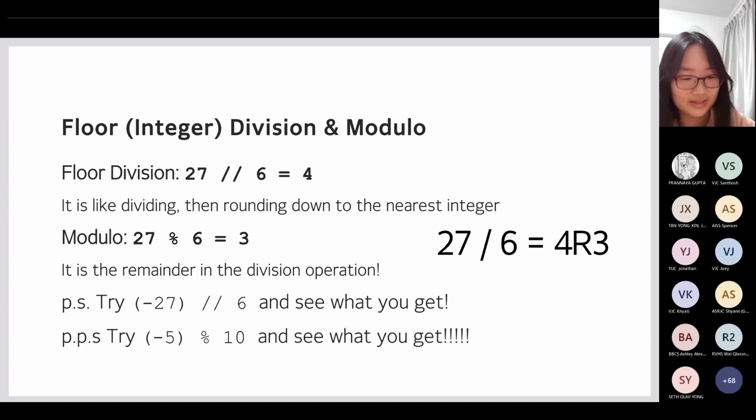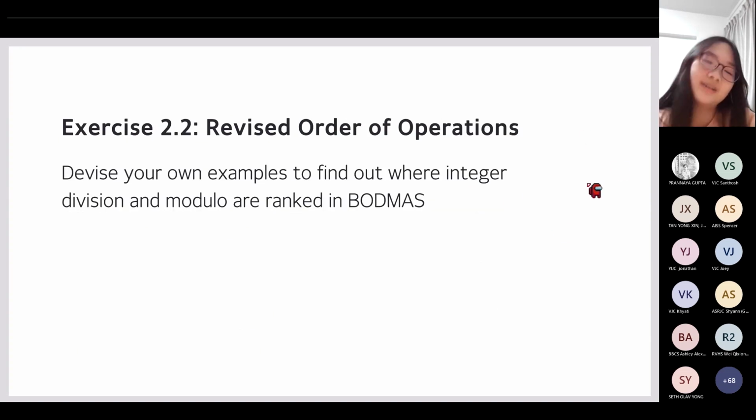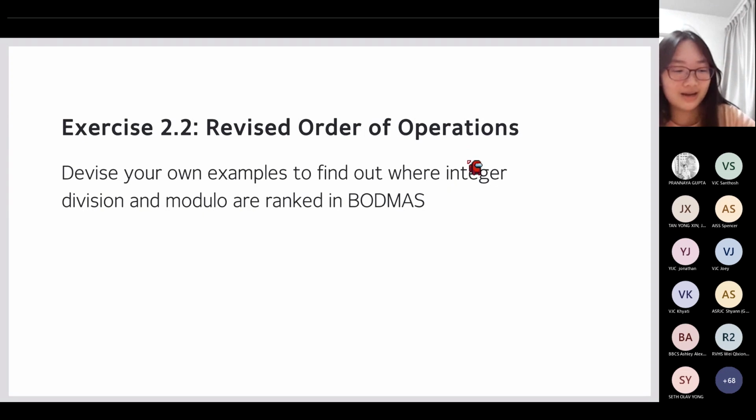Okay, so I hope you guys try to type this in your IDLE shell. And here's another exercise for you, which is the revised order of operations. So now, devise your own examples to find out where integer division and modulo are ranked in BODMAS. Because they aren't in BODMAS, so which priority would they be in? So try to just type a bunch of calculations in your shell to find out where their priority is. And I'll give you like 2 or 3 minutes.